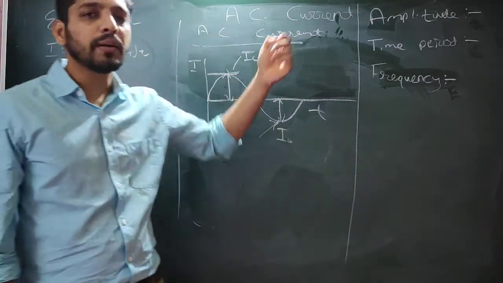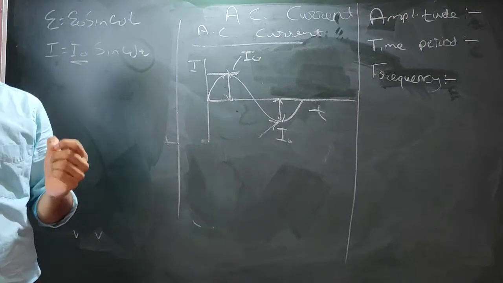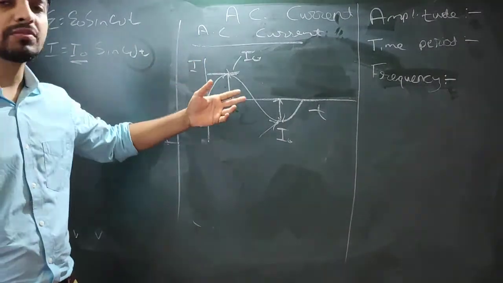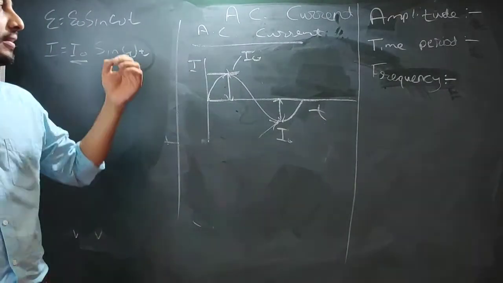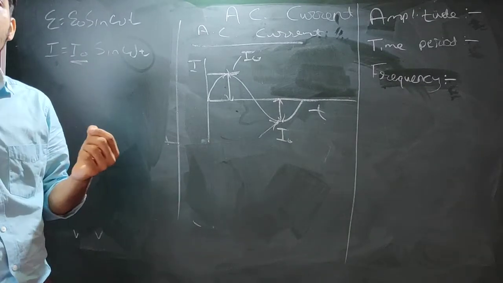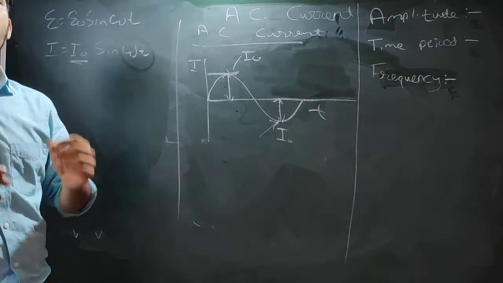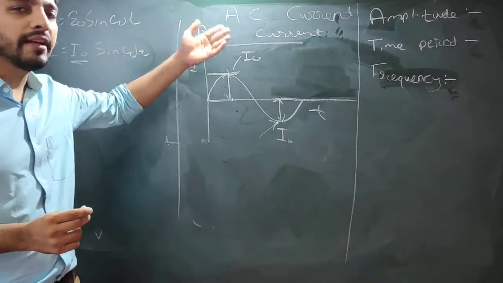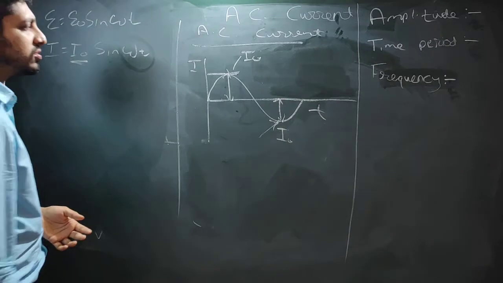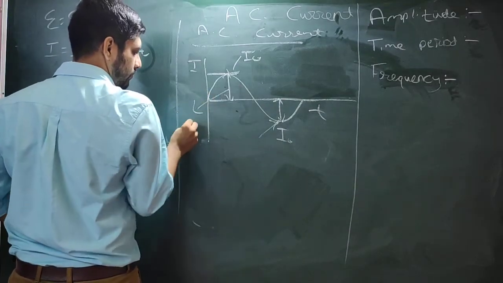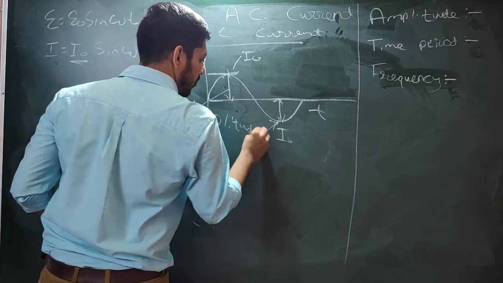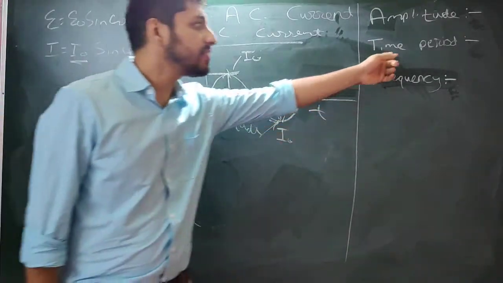Once again I will repeat what is amplitude. The highest value of the current or EMF. You can say anything. If there is any quantity in this sinusoidal form, you can take any quantity. But here we are talking about current, that's why I am saying current. Amplitude is the highest value of the current in either direction. I hope this is very clear to you. This is known as your amplitude. Now, second is time period.